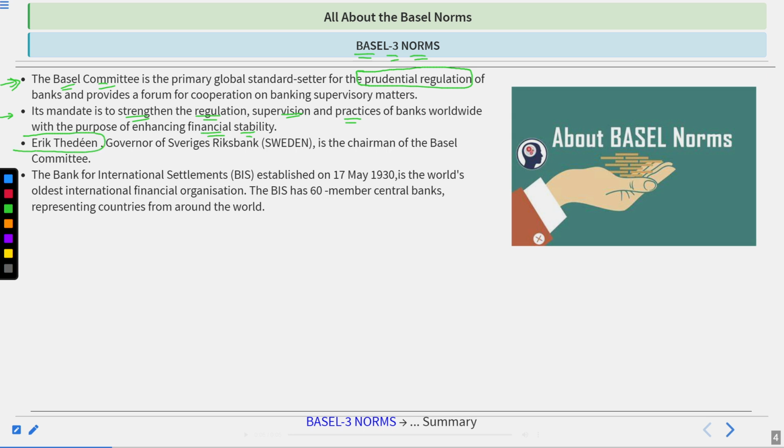Eric Thedéen is the governor of Sveriges Riksbank, Sweden, and he is also the chairman of the Basel Committee. The Bank for International Settlements, BIS, established on 17th May 1930, is the world's oldest international financial organization. The BIS has 60 member central banks representing countries from around the world. Like you can say, 60 countries are members of this organization, and these countries' central banks are the representatives of those countries in this organization.